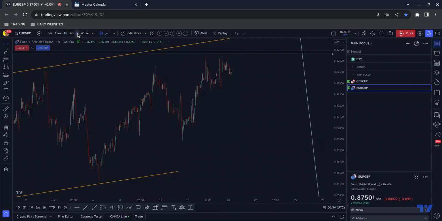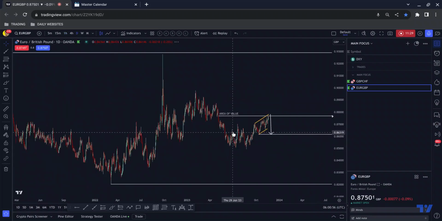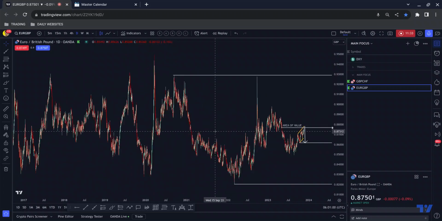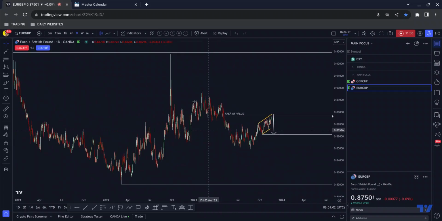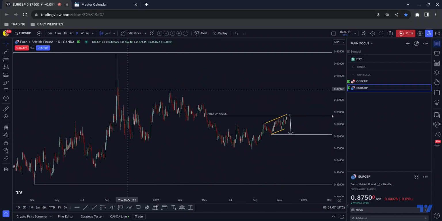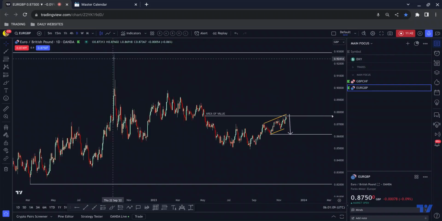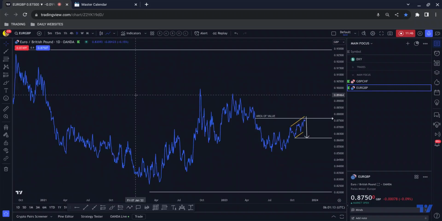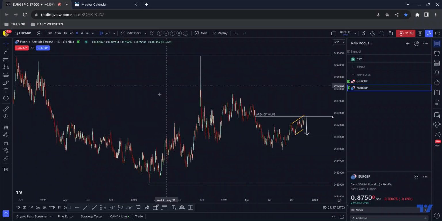So on the higher time frames, Euro Pound. Okay, this is a pretty messy one. This can be a difficult one to analyze sometimes. But what we have here just looks like volatility to me. Okay, we have these massive wicks there. If you switch to the line chart, those massive wicks don't really appear. So we can kind of disregard that as volatility.